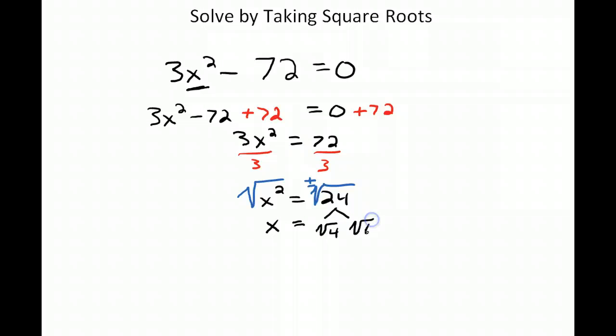Radical 4 times radical 6, I know that's 2. This would break down further, but that really doesn't help me any. So what I end up with as my final answer is x equals plus or minus 2 radical 6.